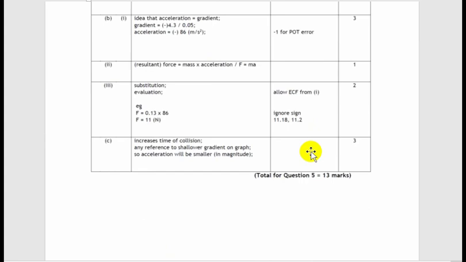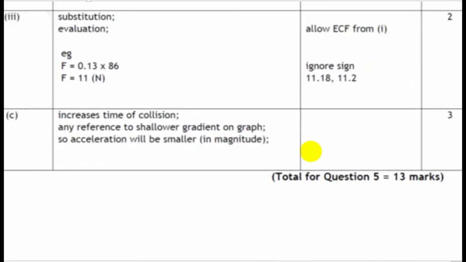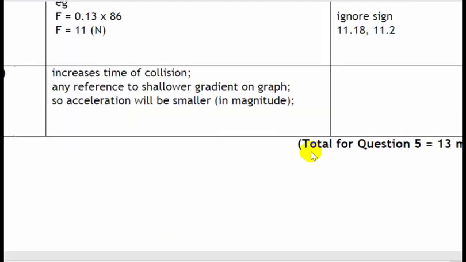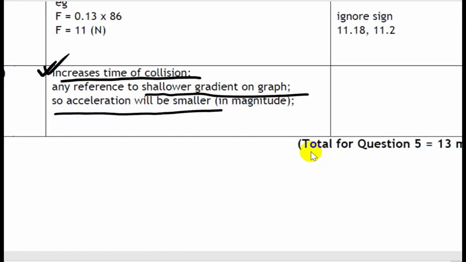So mark scheme: increase the time of collision. Then the gradient on the graph is shallower. So acceleration will be smaller in magnitude.